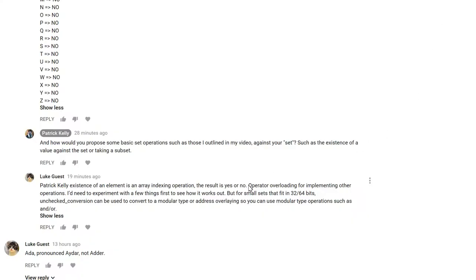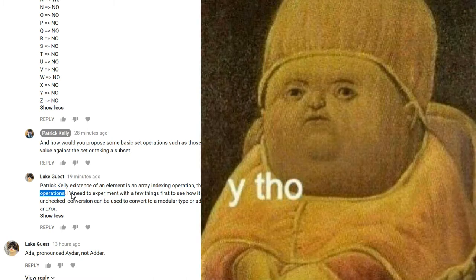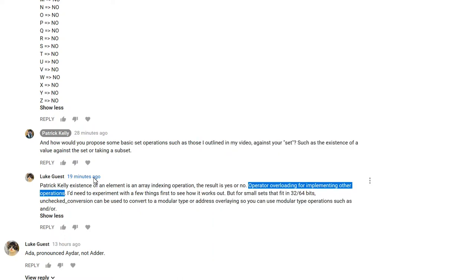He's talking about wanting to take advantage of operator overloading for implementing other things. Like, why? The whole point of this video was showing off that Ada already supports sets. And he's talking about how to implement sets using techniques that would be required in other languages. Ada already supports them. That's the point. There's nothing you need to take advantage of operator overloading-wise. They're already in the fucking language.